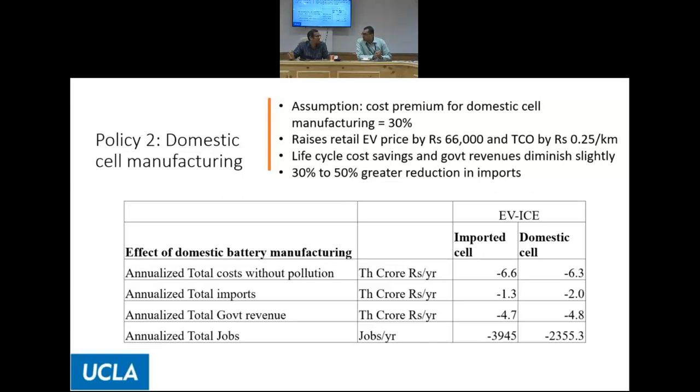Of course. The battery manufacturing is not that labor intensive. It's high-end sophisticated electronics manufacturing, right? Electronics or electrochemicals. Okay. The percentage we need to see, not the absolute numbers. Percentage drop, how much it is.